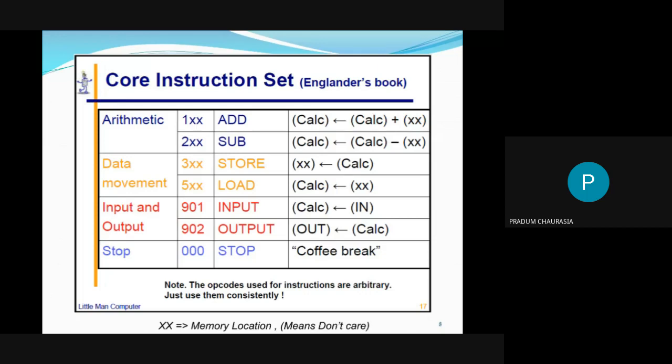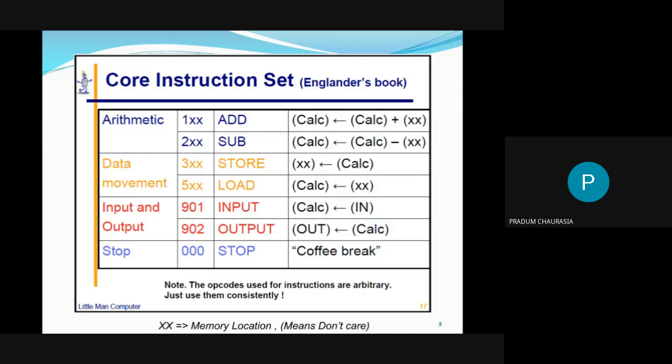So the little man goes to the XX location, takes that value, writes it down on a paper, and comes back to the calculator screen. There is already some value in the calculator screen, and he presses the plus button, then types the number stored in memory location XX. Then he presses equal to, so we get the result in the calculator screen, right?